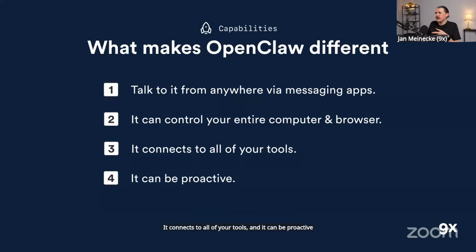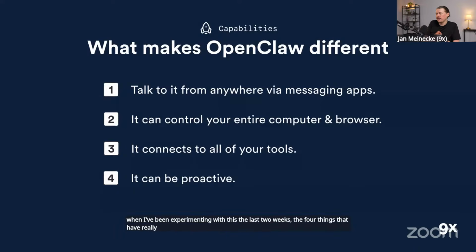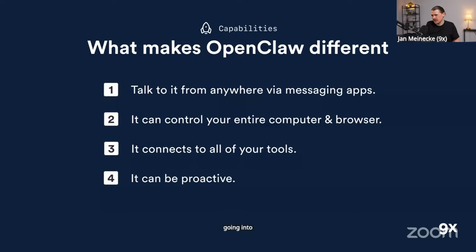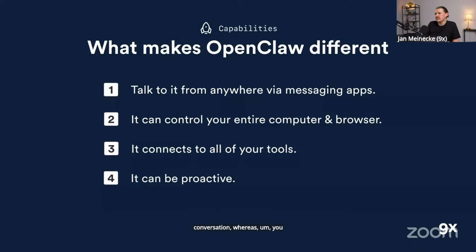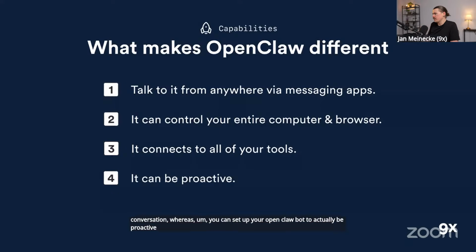So these are, for me, when I've been experimenting with this the last 2 weeks, the 4 things that have really set it apart from, let's say, going into ChatGPT. If you go into ChatGPT, you always need to start that conversation, whereas you can set up your OpenClaw bot to actually be proactive and reach out. I'm going to show you some examples of these.